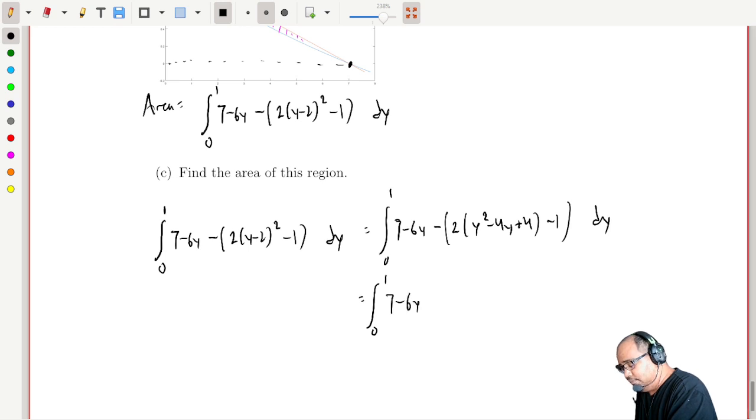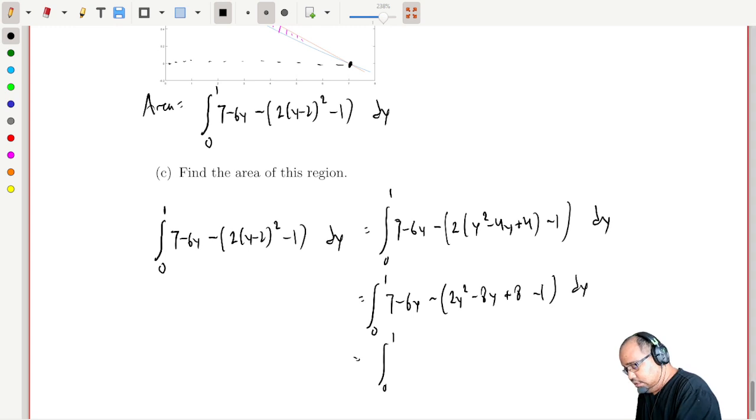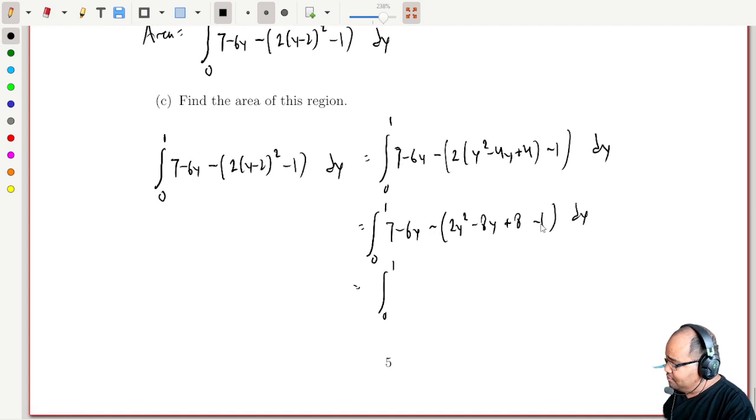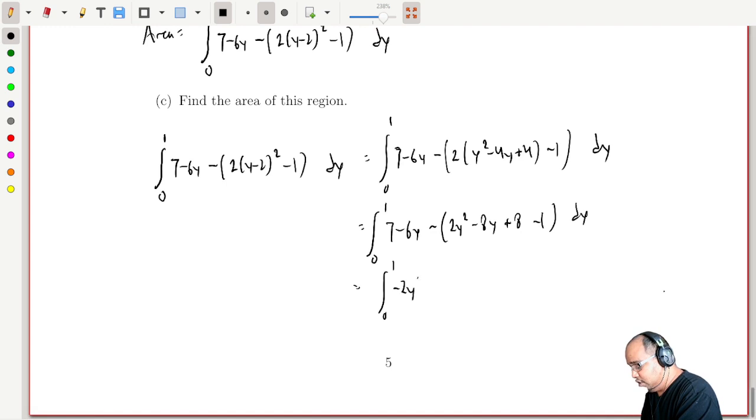Now we just keep going. I'll multiply by 2 first. 2y squared minus 8y plus 8. We still have the minus 1 left over there. Now let's go ahead and do some cleaning up here. We can see here we have 8 minus 1 is 7, and then 7 minus 7 is 0, so that's gone. I'll have minus 2y squared. Then it looks like we'll have a plus 8y minus 6y, a plus 2y, and we're basically home free here.